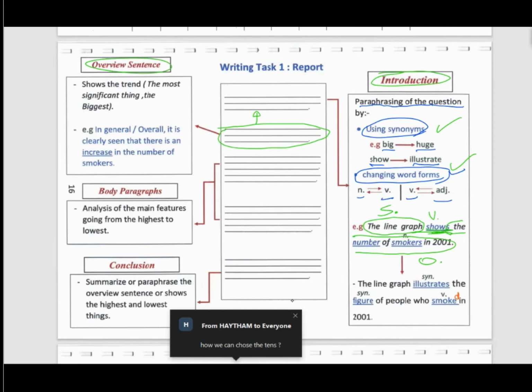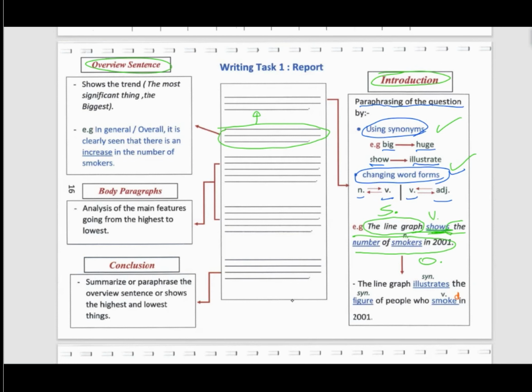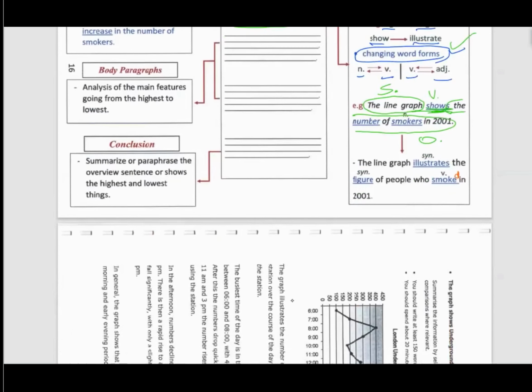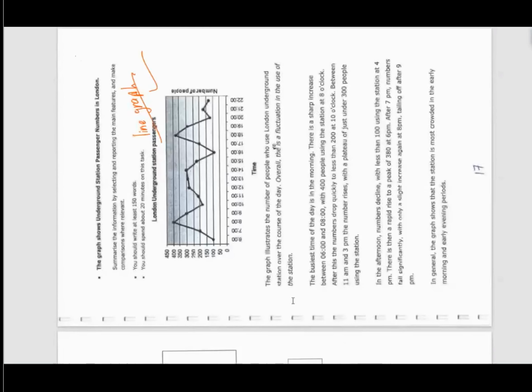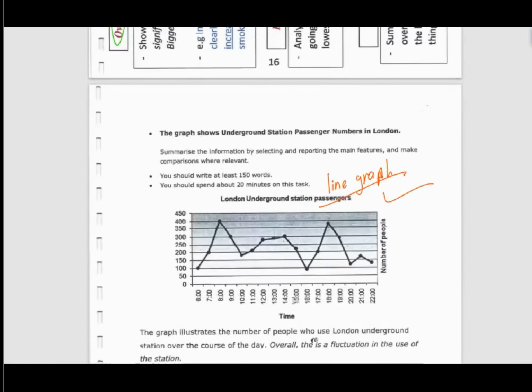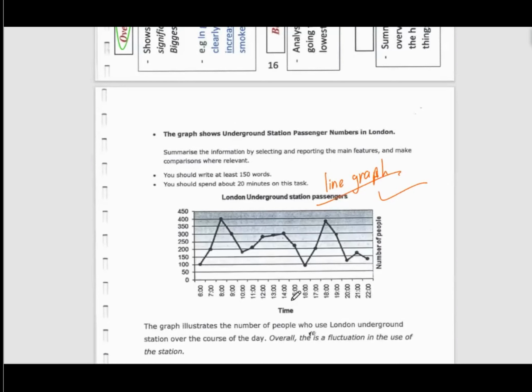Okay, the tense, Haytham, how can we choose the tense? Very good. As I said, if you see a period of time in the question, then the tense should be the past. If there is no period of time, it should be present. But are you talking about the verb show? See, in almost all the questions, like here, this is a question. You will see the verb shows in most of the questions.